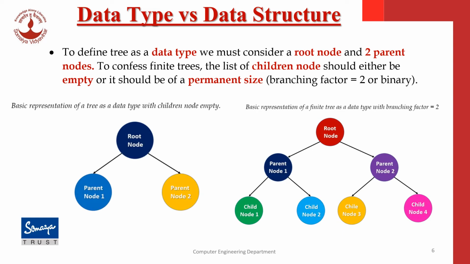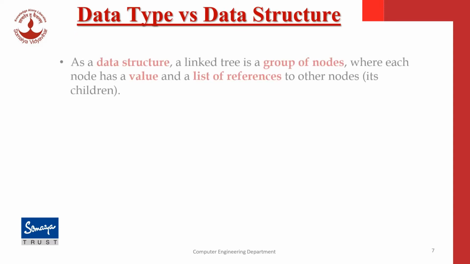Now to represent or to define a tree as a data type, we consider a root node and two parent nodes. And to define finite trees, the list of children nodes should either be empty or it should have a permanent size. Permanent size means the branching factor should be equal to 2. 2 means binary. Binary means 2.